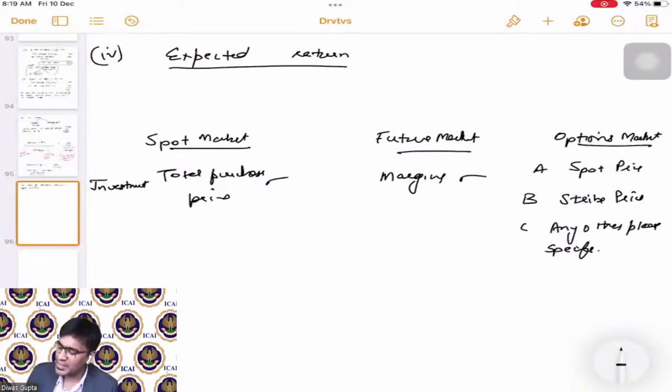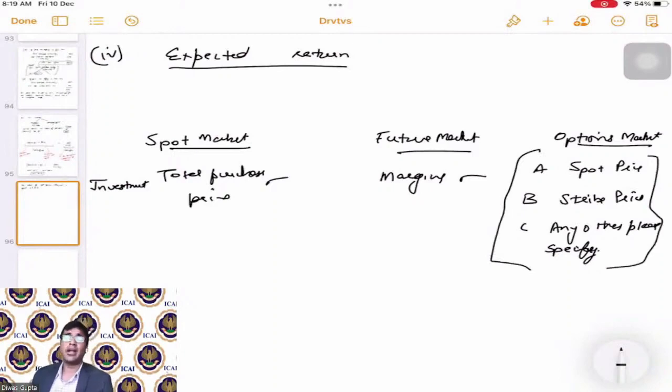Now let's expect some good answers. Whether it is a spot price, whether it is a strike price, any other price that you have to specify. What exactly do you mean? I am asking all of you, what is the investment in options market for purchasing one option? What is the amount that you have to invest?